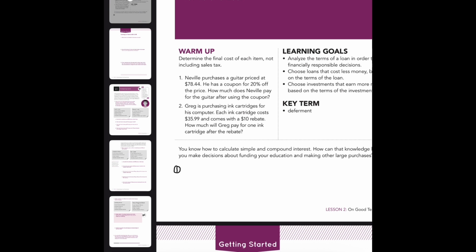Or probably the quicker way would be to multiply $78.44 by the amount left we would be paying. So in other words, if we're taking 20% off, we're actually paying 80% of the price. So if we multiply 78.44 by 0.80, that will give us the total we are going to pay, which is $62.75.